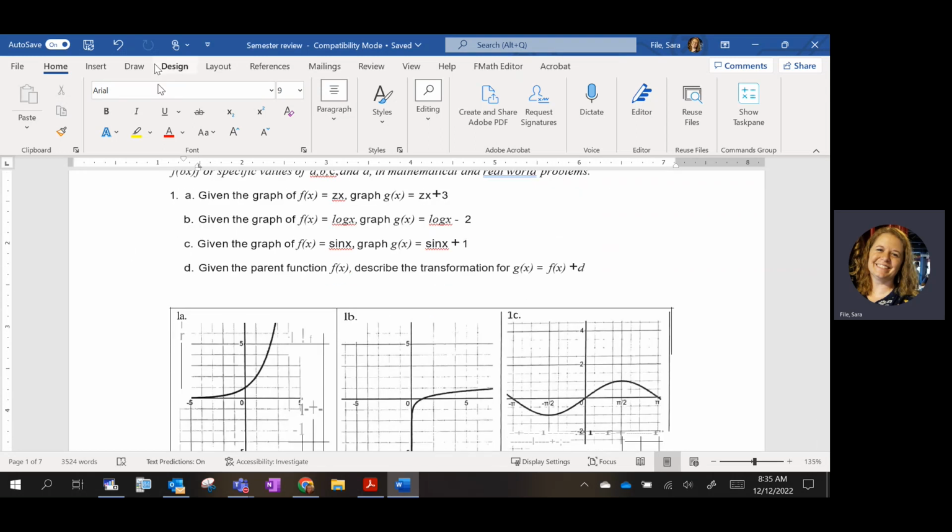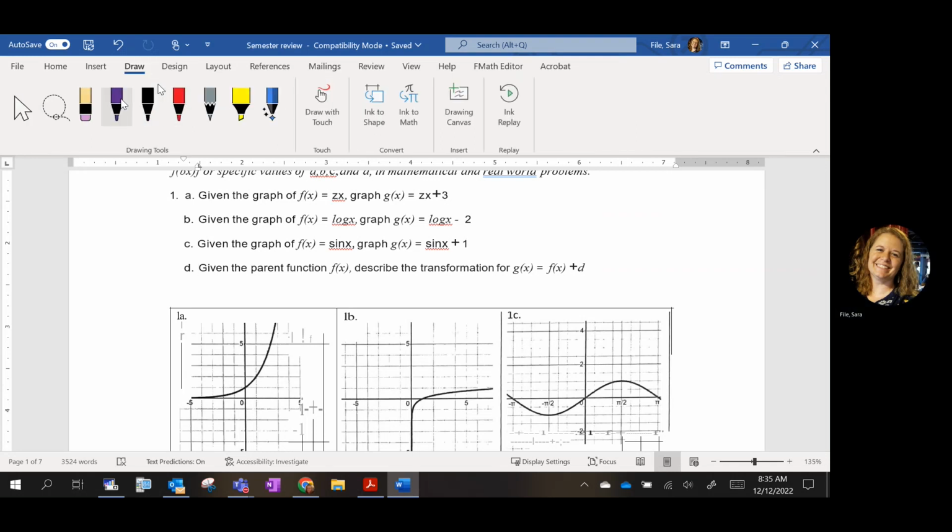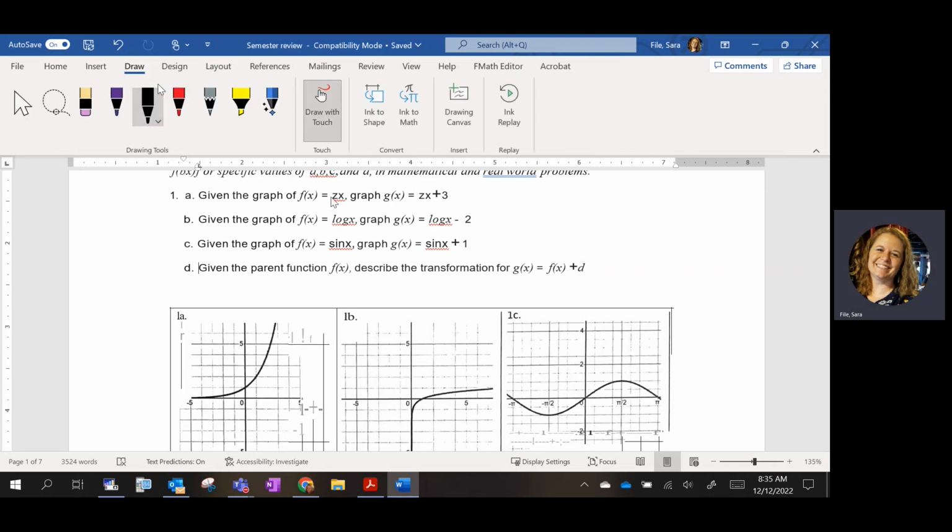And I can already see it reformatted this oddly. This was supposed to be 2 to the power of x. I'm going to fix that. You have it on yours, right? It's just that it did it weird when it converted. So 2 to the power of x. And so this is 2 to the power of x. And then the plus 3 is not in the exponent. Okay. And then we have log of x minus 2, sine of x plus 1.